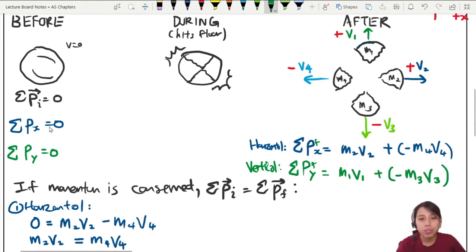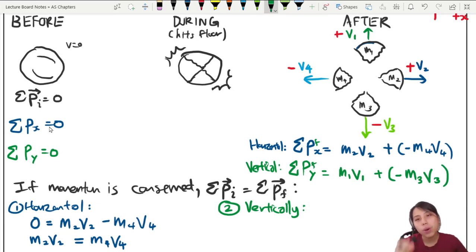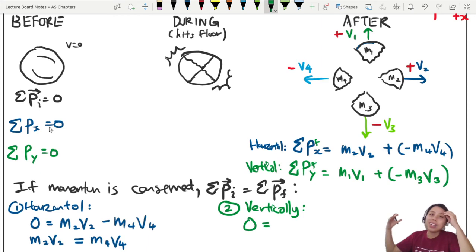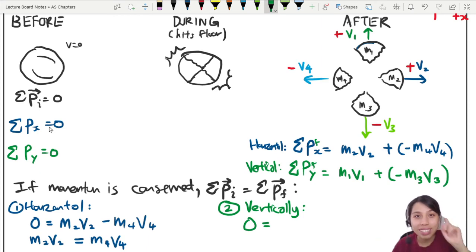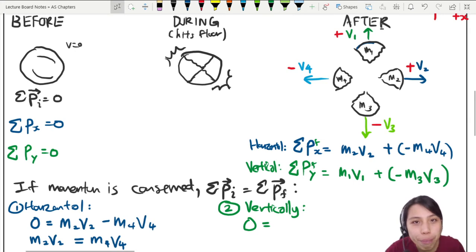Don't forget, we have to do the same thing for vertical as well. So number 2, vertically, we gotta do the same thing. So before collision or interaction, got any vertical momentum? Add all together. 0. Okay, so 0. After an interaction or collision, is there any momentum in the vertical? Yes, there is. There is one going up, one going down, right over there.